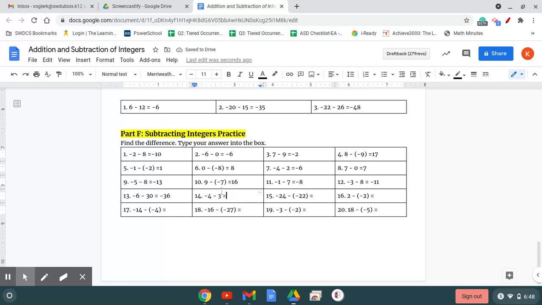All right, 14. Same sign, negative 4, negative 3. Keep that negative and add. 4 plus 3 is 7. All right, 15. Try it on your own.